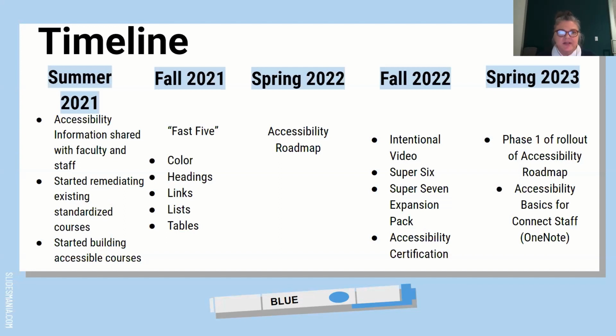And then in the fall of 2022, as part of that accessibility roadmap, we created some courses. We have the intentional video course, which came about because we realized that when creating audio and video multimedia, our faculty and staff were really struggling with captions and transcription. If they started with a script ahead of time and planned and thought about how they were going to present, it would really help with that end piece. So we rolled that out. And then we also developed a course called the Super 6 and the Super 7, which is part of that accessibility roadmap. Those are courses and expectations for our faculty.